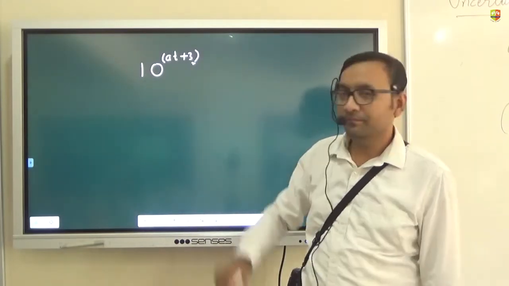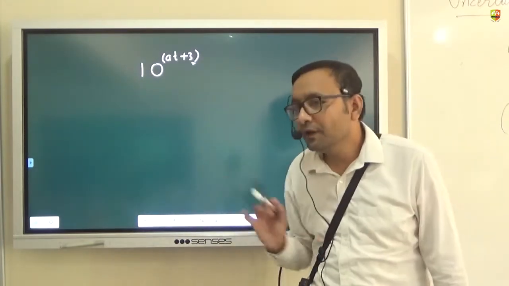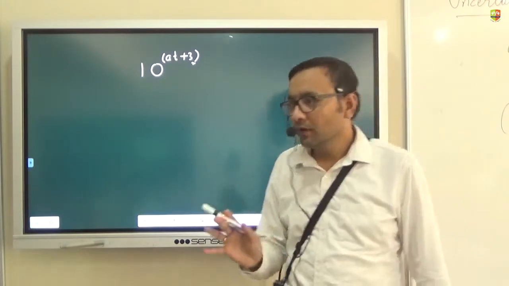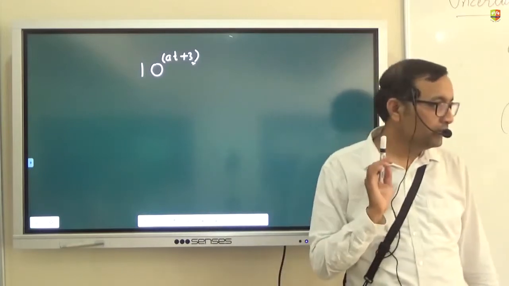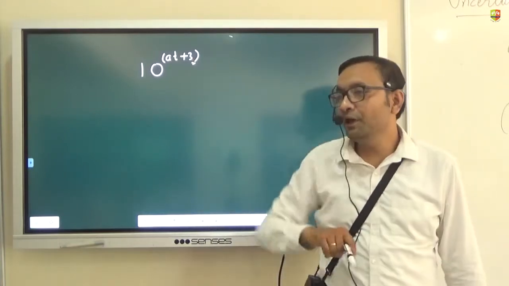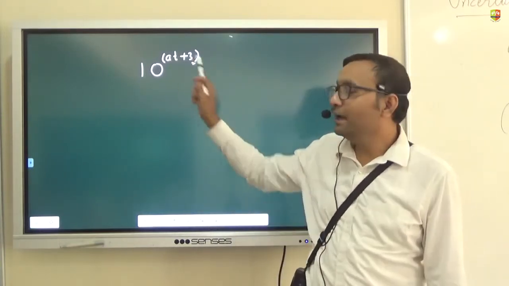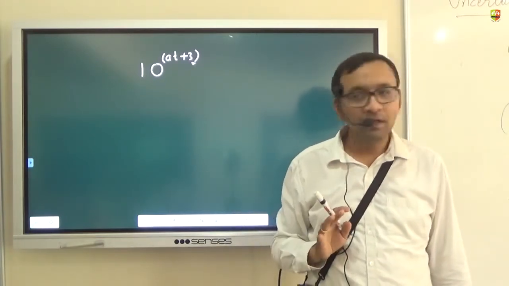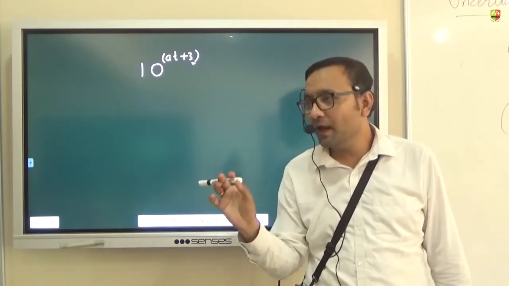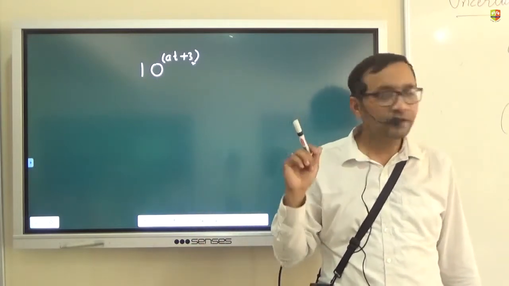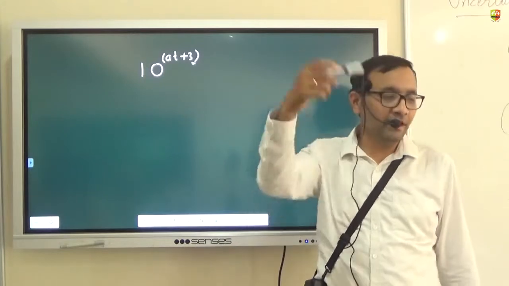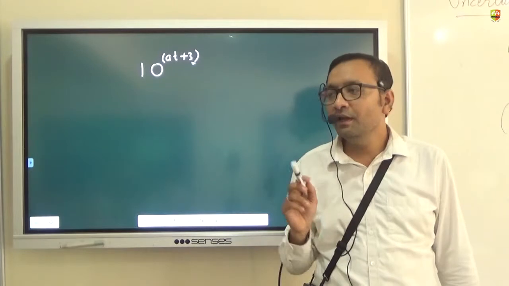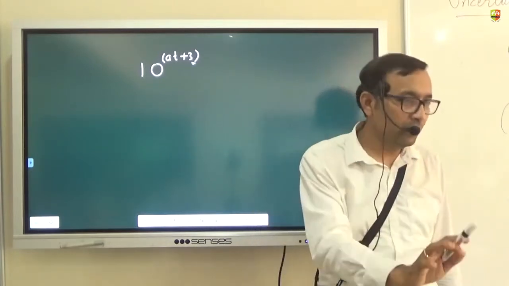Look at number 3. What is the dimension of 3? Dimension of 3 is nothing. There is no dimension of number 3. You are adding 3 with A into T. Is it possible to add A into T with 3 if A into T has some dimension? You can only add if both of them have the same dimension, right? So A into T should have the same dimension as 3, which is no dimension. Getting it? So the dimension of A should be T raised to power minus 1.